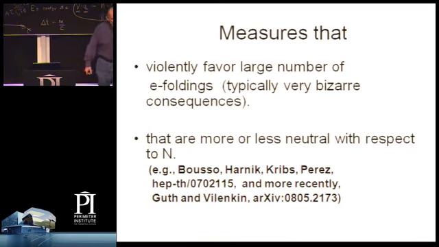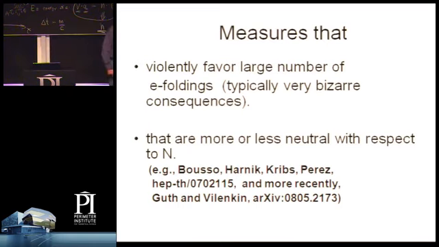But basically, there are two kinds of measures, as far as I can tell. One kind violently favors large numbers of e-foldings, just to make as big a volume as you can. But typically, those measures also have very bizarre consequences of other kinds. There are anthropic pressures and other pressures which push you into some of the weirdest regions that you can imagine. And so I think this is something one ought to avoid.